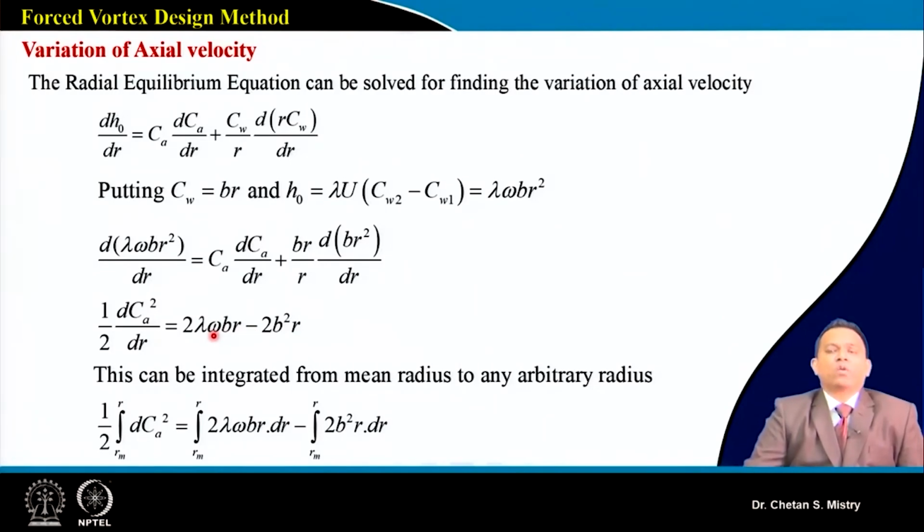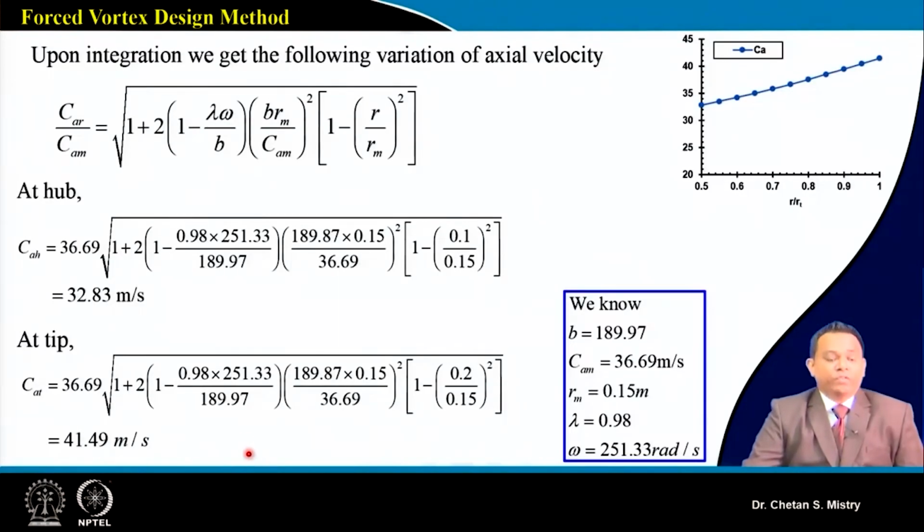To calculate the variation of axial velocity, we do the integration from a known location, say Rm, to any radius r. So we can write this equation in integral form. Solving that, we get the ratio of the axial velocity at any radius to the axial velocity at the mid station, given by this formula. You can check module 3, where we discussed different design methodologies and how we calculate axial velocity. That will give you the idea.